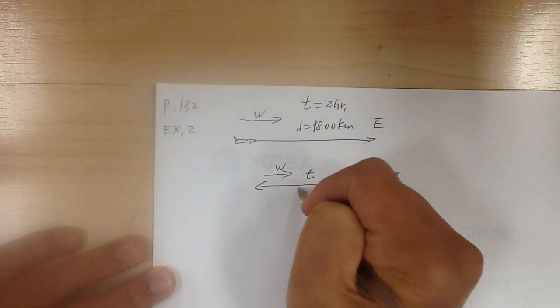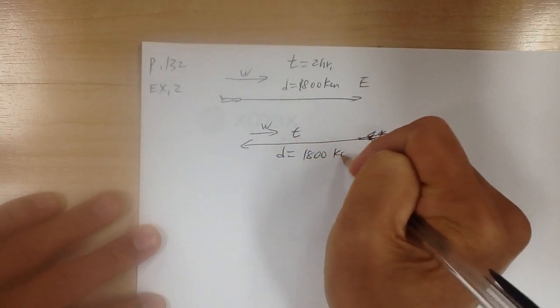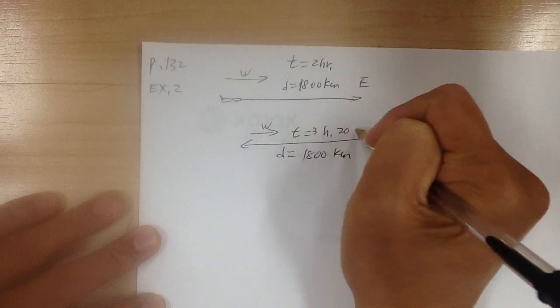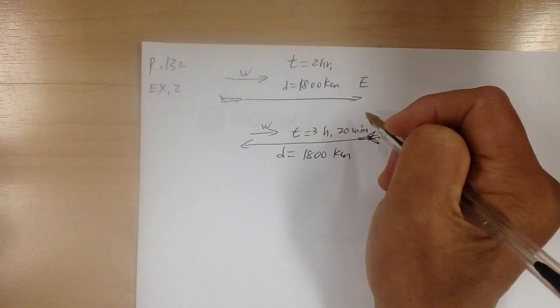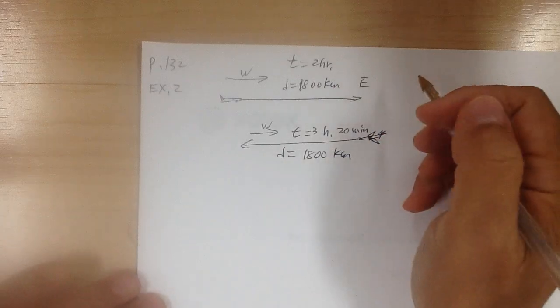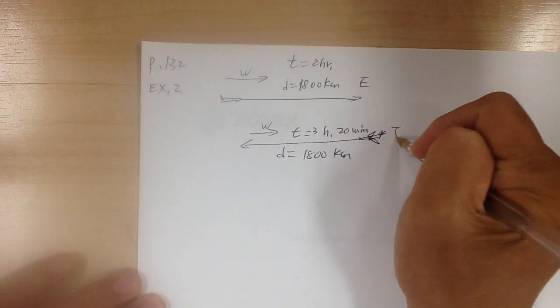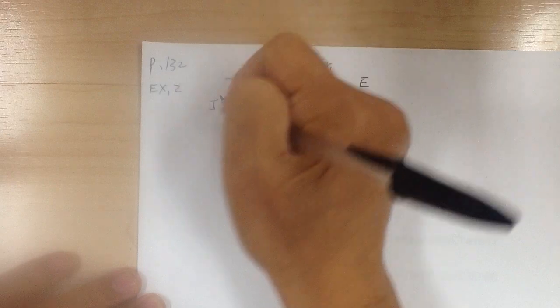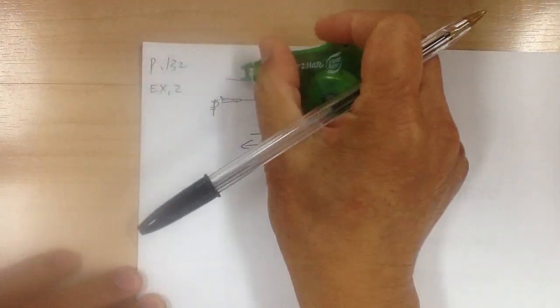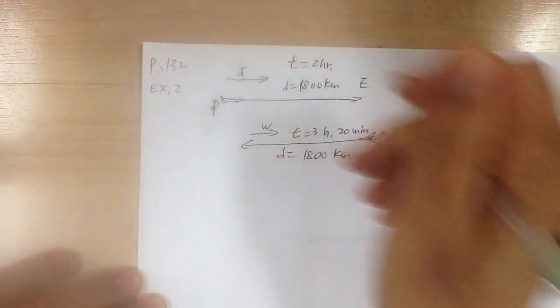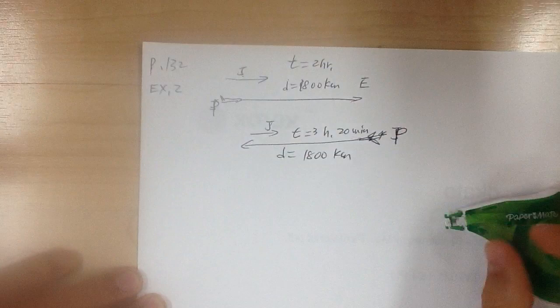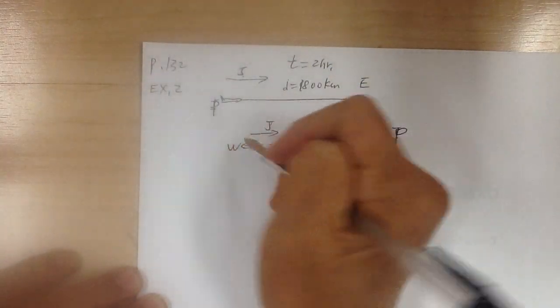The distance doesn't change, so the distance is still 1,800 kilometers, and the time is 3 hours and 20 minutes. You want to find the speed of the plane and the speed of the jet stream. We're just going to call the wind J for the jet stream. You can use W for wind, or you can use J for jet stream, either way works. And this is the west direction.